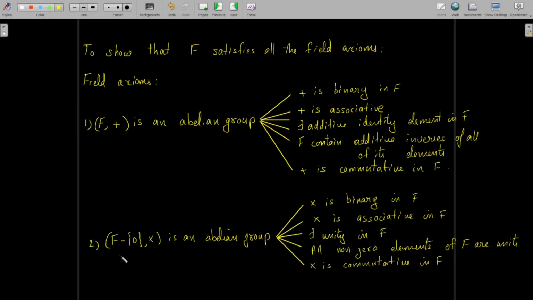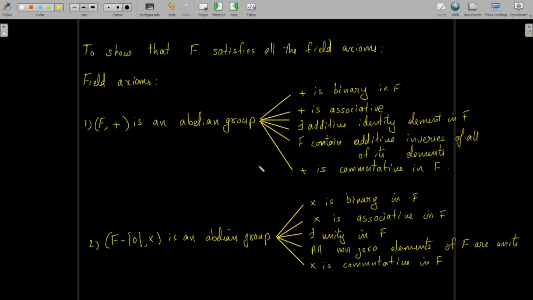Now, with respect to multiplication, the second set involves these properties. Multiplication is binary in F, then multiplication is associative in F. Actually, it is a property of a ring. Then there exists unity in F, that is, F contains the multiplicative identity because F is a ring with unity. Then all non-zero elements of F are units. That is, all non-zero elements of F have multiplicative inverses in F itself. Finally, since F minus zero with multiplication is an abelian group, multiplication is commutative in F. So we have to show these 10 properties to show that F is a field.